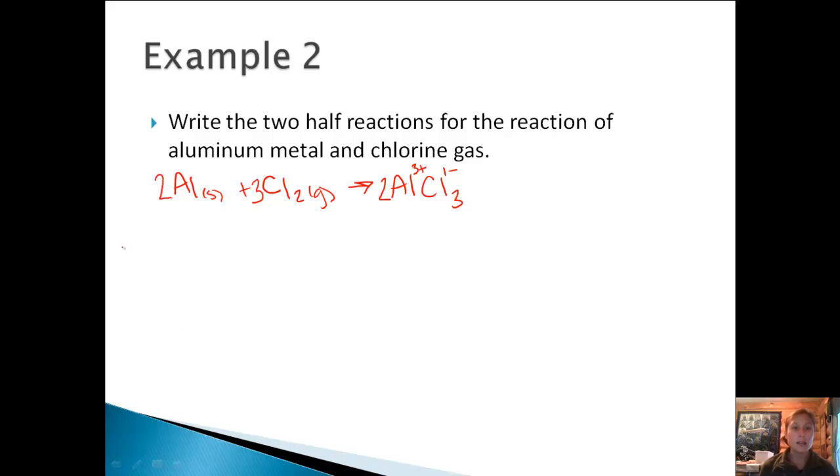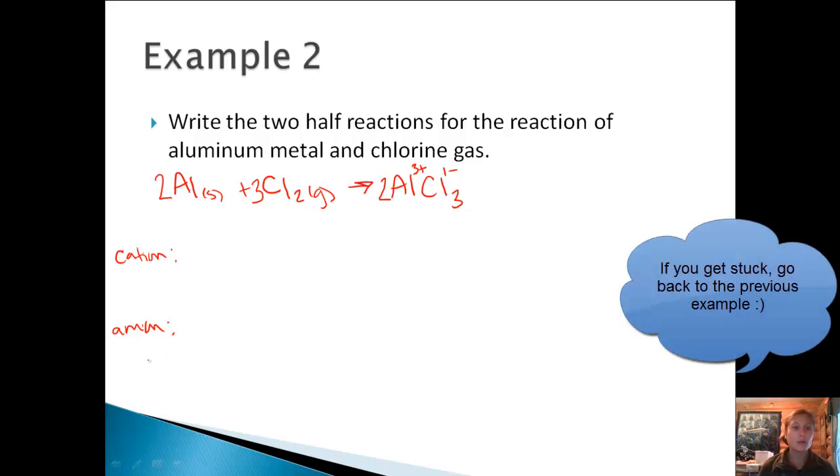Okay, so write the half reaction for the formation of the cation, and then write your half reaction for the formation of the anion. Okay, and we'll check these answers in class.